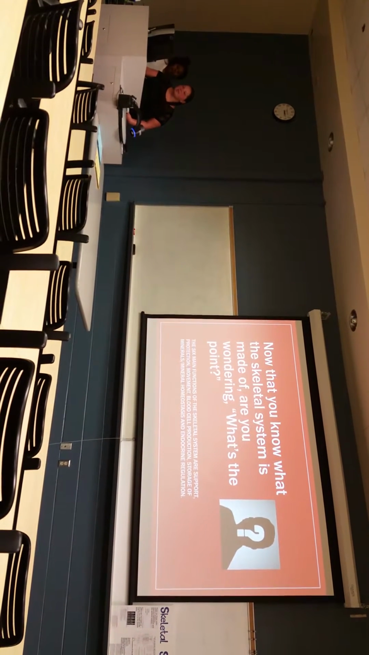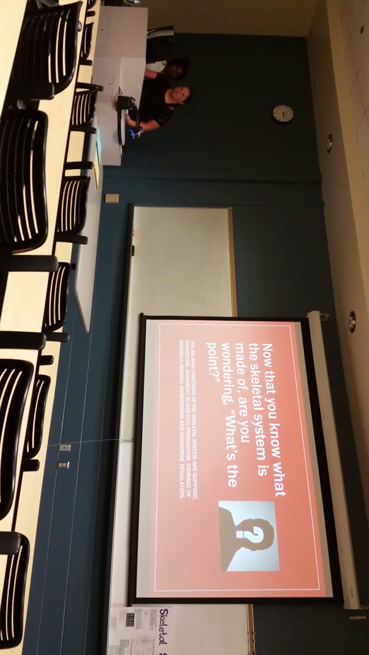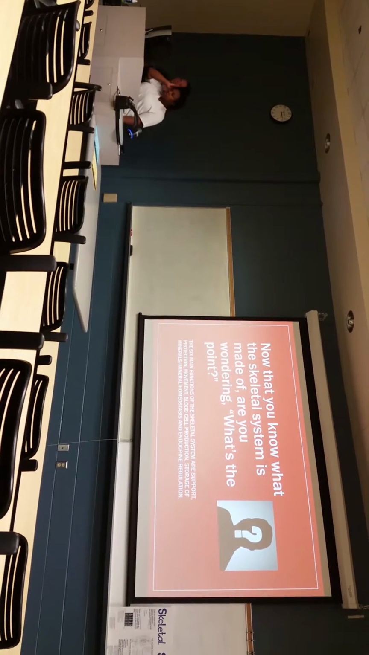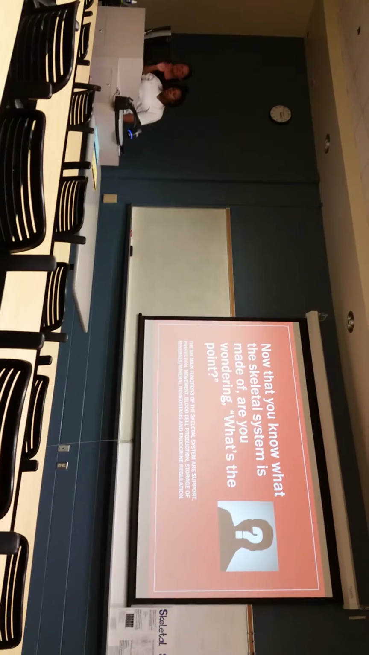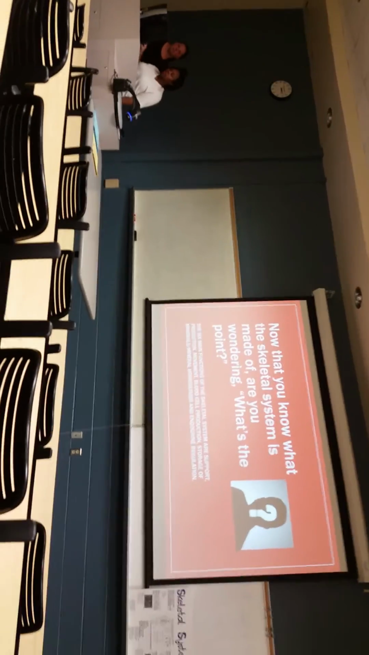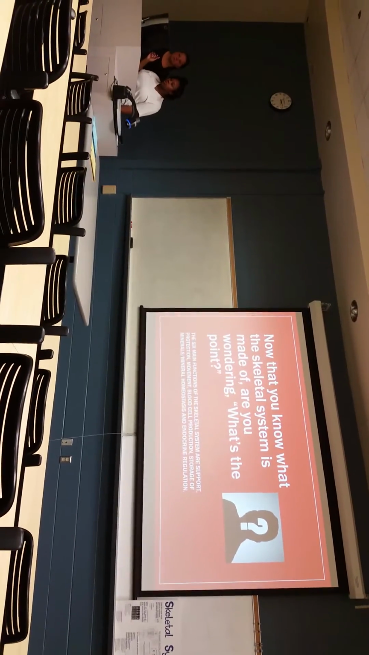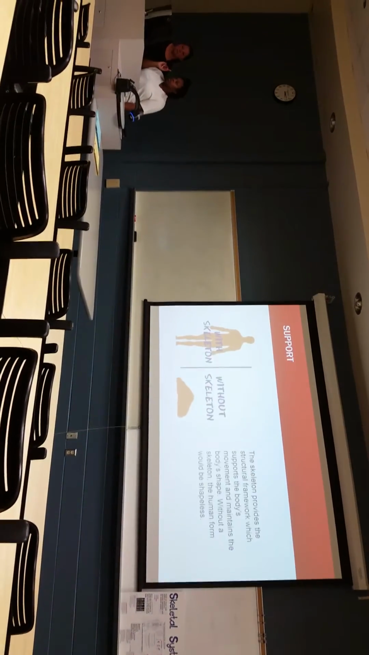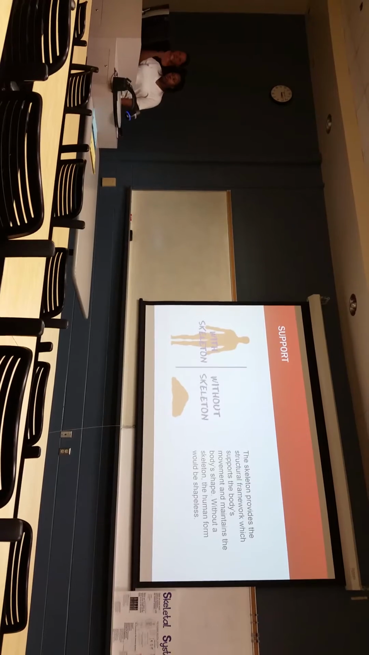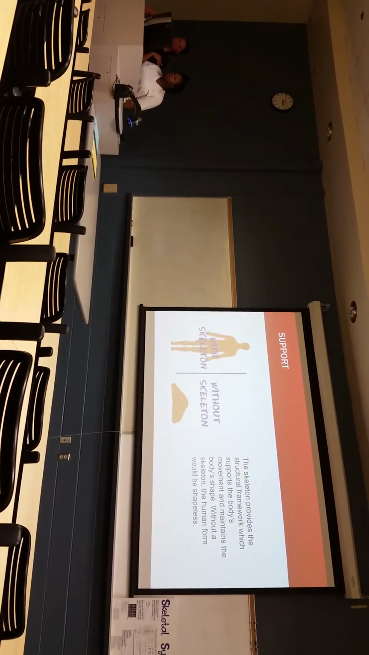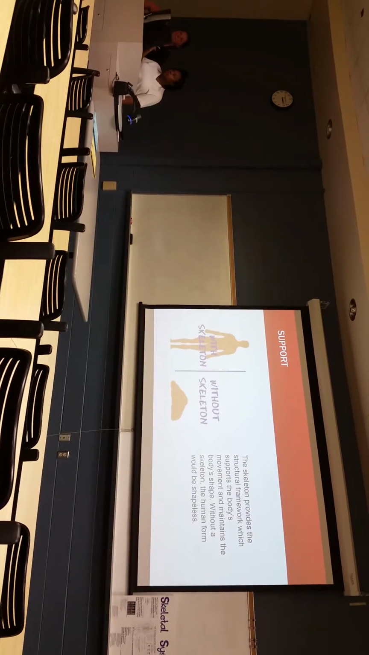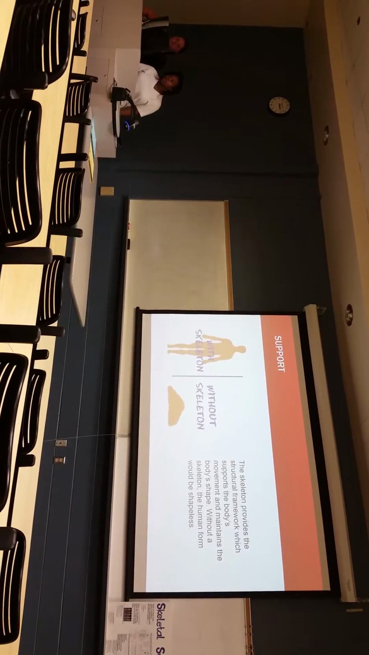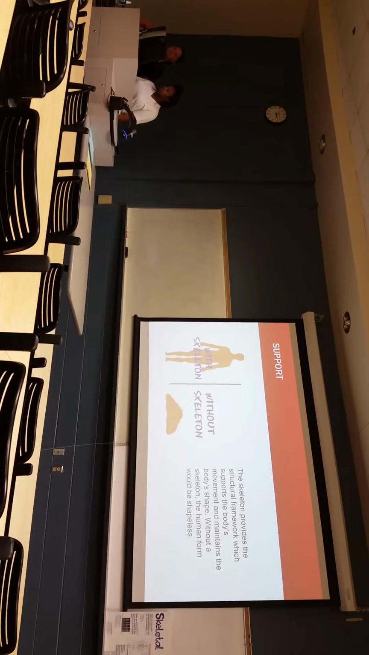Now that you know what the skeletal system is made of, are you wondering what's the point? The 6 main functions of the skeletal system are support, protection, movement, blood cell production, storage of minerals and mineral homeostasis, and endocrine regulation. Support: the skeleton provides the structural framework which supports the body, facilitates movement, and maintains the body shape. Without a skeleton, the human form would be shapeless.